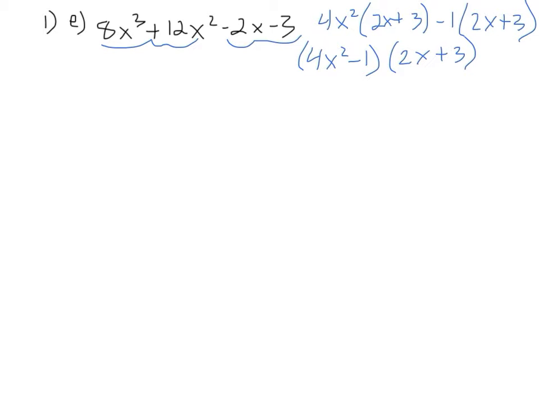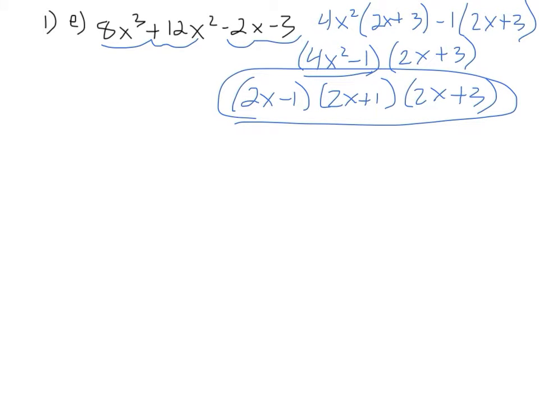So I get 4x squared minus 1 in parentheses times 2x plus 3. But I'm not quite done because this 4x squared minus 1 is the difference of two squares. And I can factor that into 2x minus 1 times 2x plus 1 times 2x plus 3, and that would be the final answer.